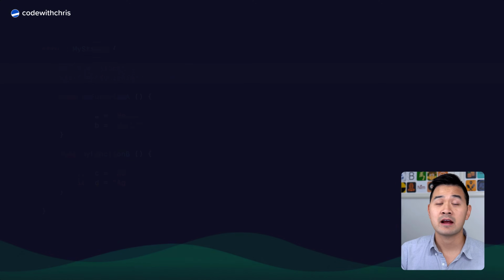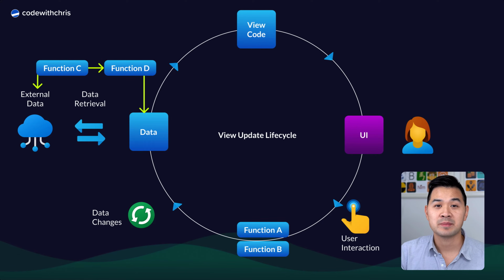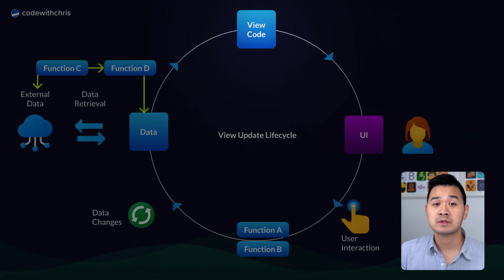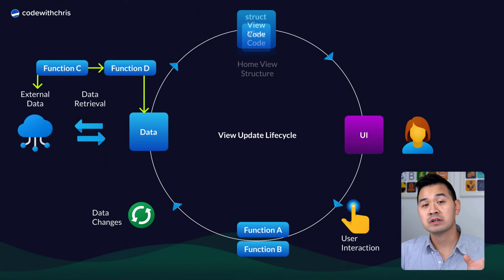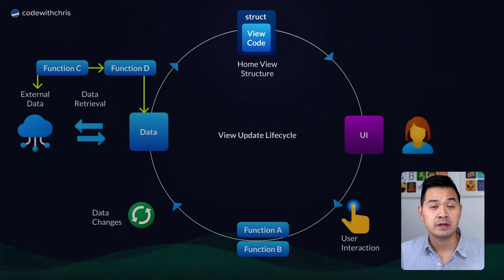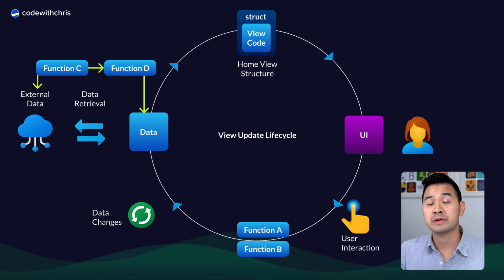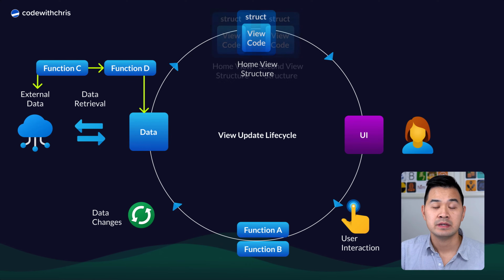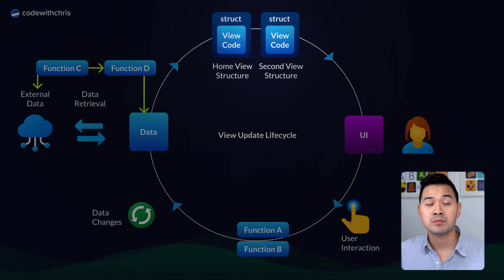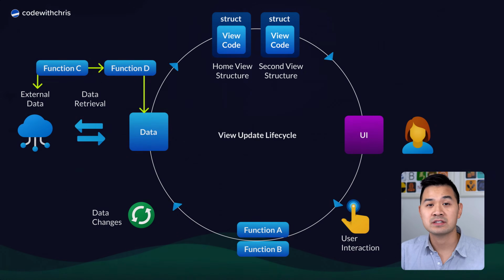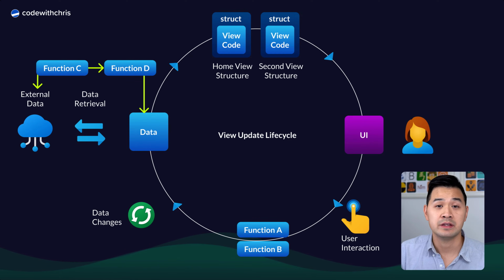Now let's take a look at our view update lifecycle diagram again. For the view code that represents your UI, you might create a structure to represent your home screen, and all of the view code for your home screen would go into that structure. If you had a second screen in your app, you might create another structure for that second screen, and all of the view code for that second screen would go into that structure. In this case, each structure represents a different screen in your app.